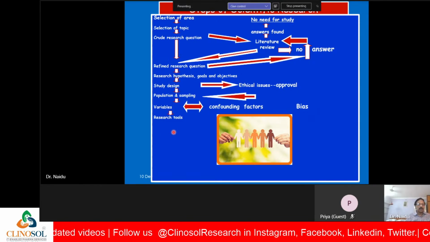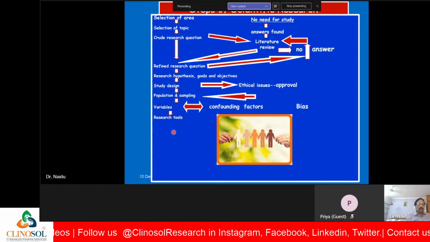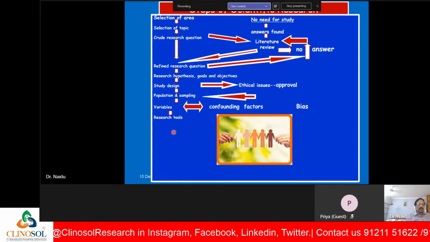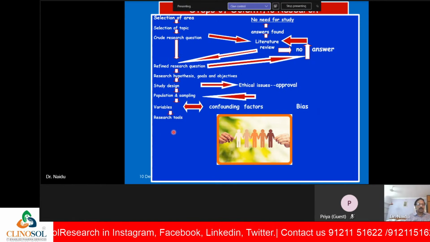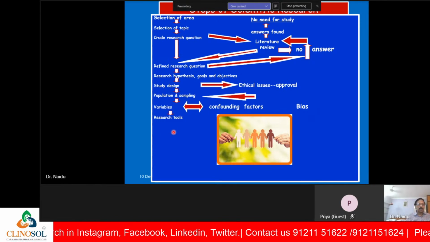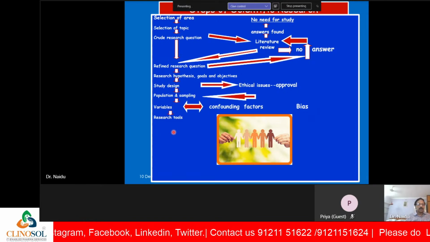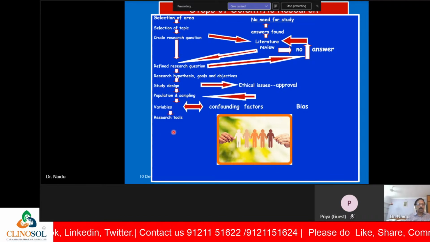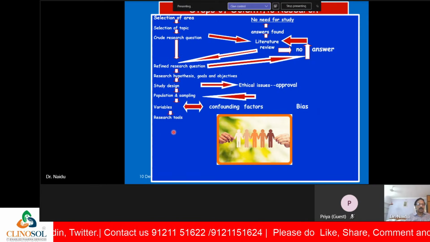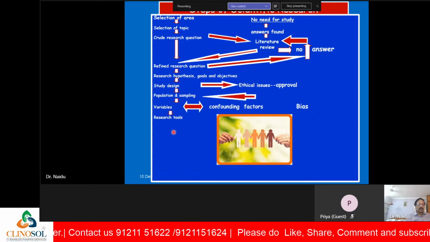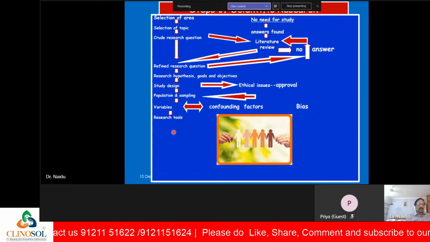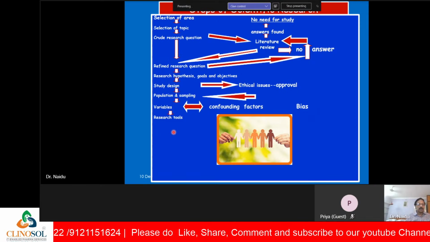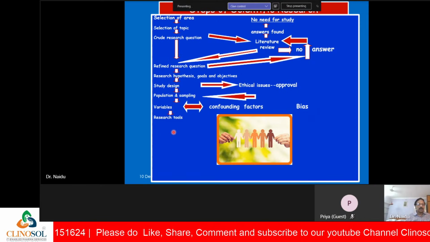Number one, the researcher's specialty, whether he's a cardiologist, a pulmonologist, or an infectious disease specialist. Depending on the specialty, that will be the area he will be working in. If he's a rheumatologist, he will work only on topics related to that. Suppose he's an infectious disease person, he will work on infection. So the specialty of the researcher is the first thing.